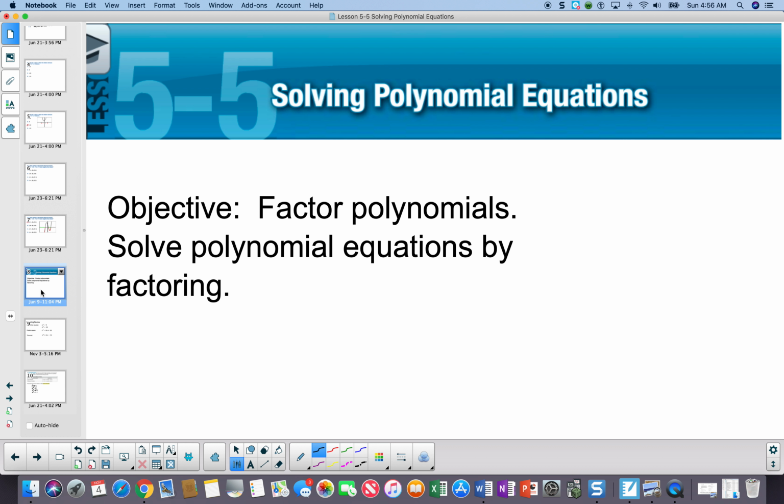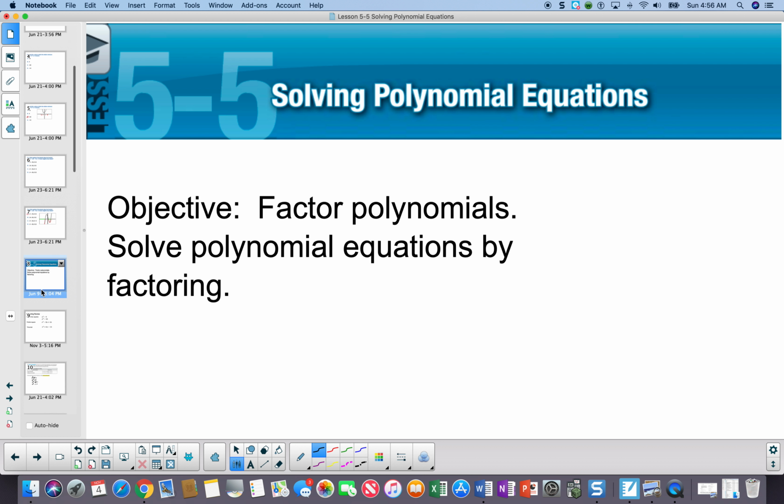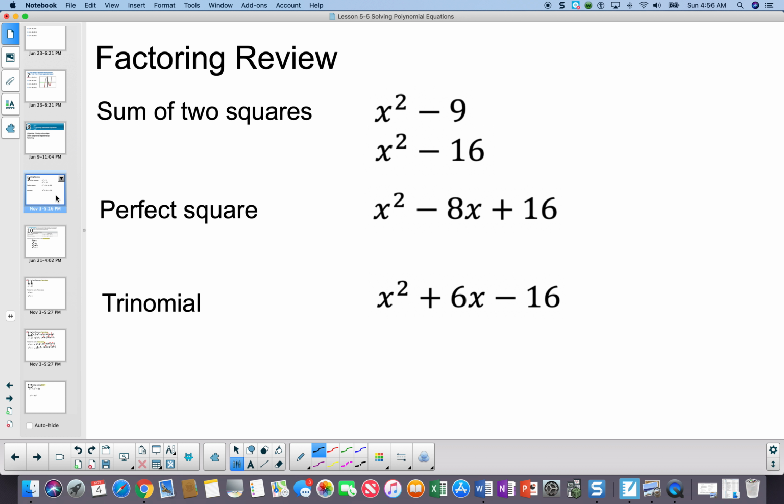Lesson 5-5, solving polynomial equations. Objective: factor polynomials and solve polynomial equations by factoring. Let's go ahead and review factoring the difference of two squares from when we were in quadratics. Remember that you split up the x squared, you split up the 9, and put a plus in one and a minus in the other. That's because we want the outer and inner terms to actually go to 0, and we just want the first and the last term.